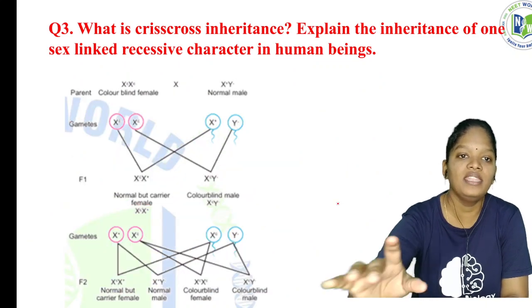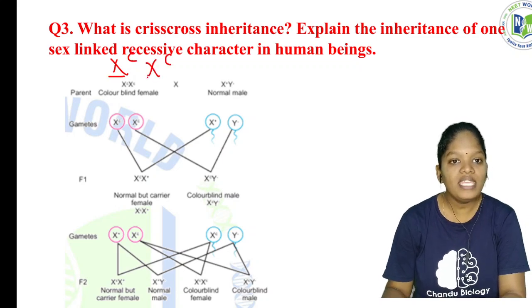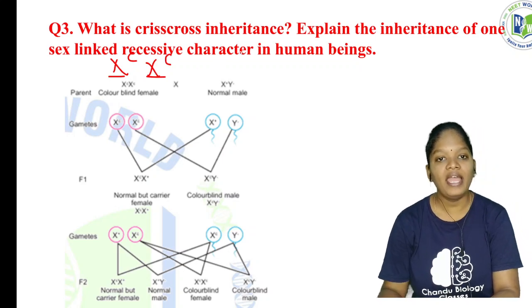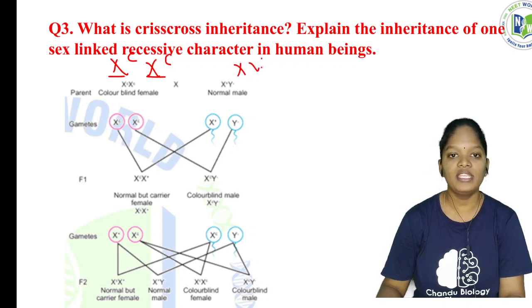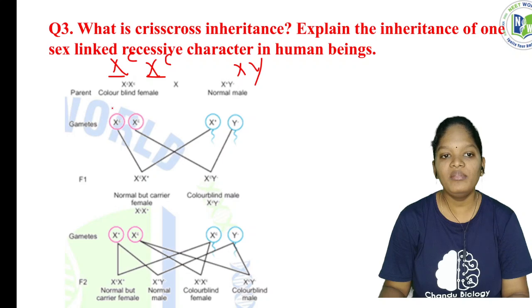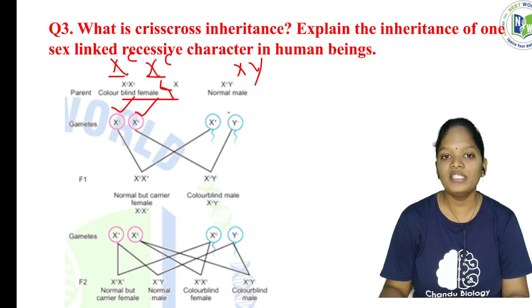Now, the second thing: the color blind female. If the female has to be color blind, both X chromosomes have to be affected. This is the important condition. A normal male will be XY. Now the gametes of the female will be X^C and X^C. This is how the gametes are produced by this female. And the gametes produced by the normal male will be X and Y.